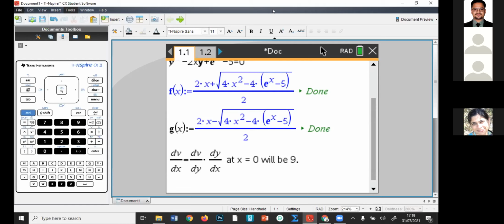Okay, so we can do this. Most of the questions on implicit functions have this kind of form. If they don't have this form, we have to do it manually. There is no other way.